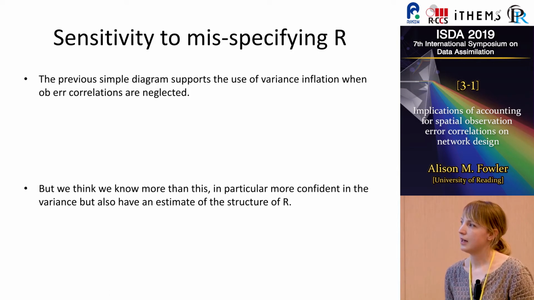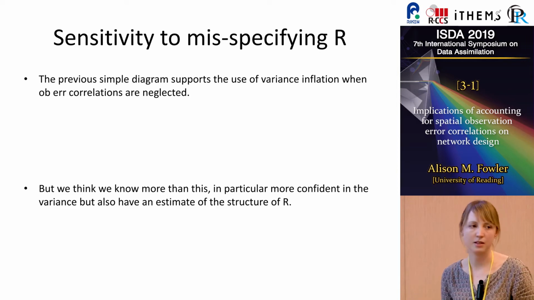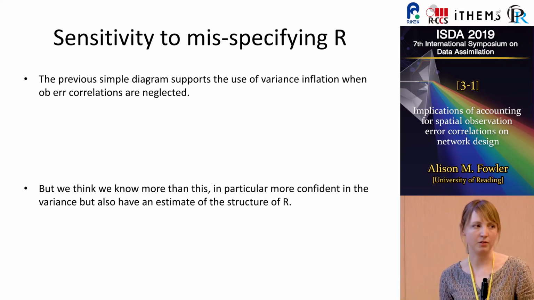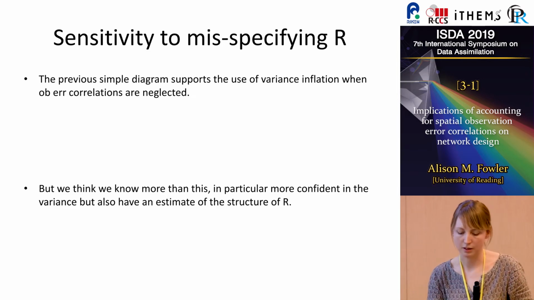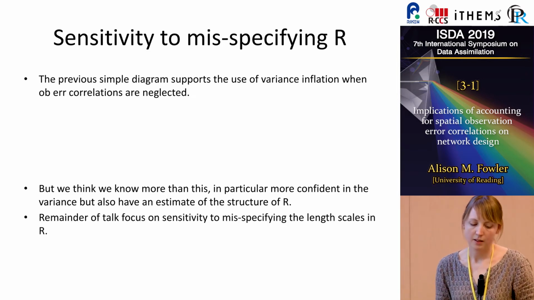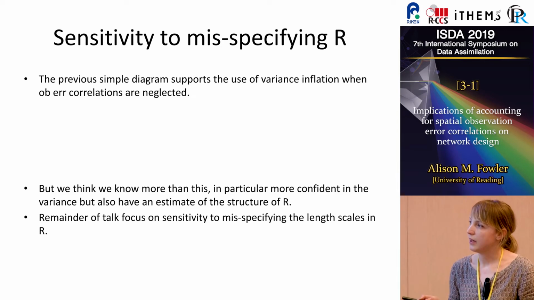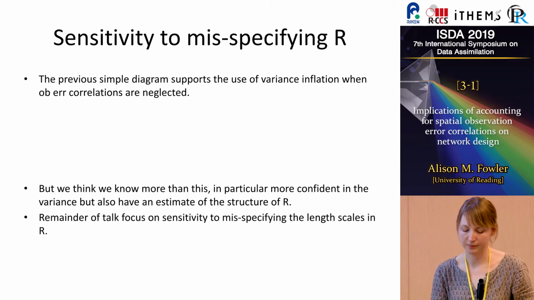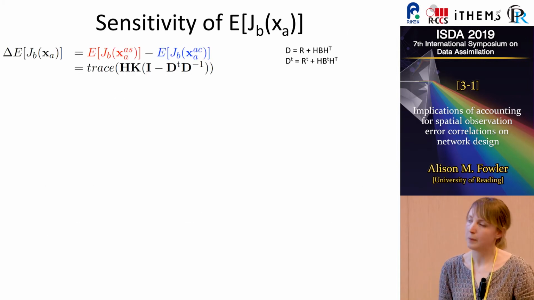And in particular, we might be more confident in our observation error variances because we have more data to try and estimate them. And we also have some information about the structure of the R matrix that we can use. So in the remainder of the talk, I'm going to focus on how these metrics I presented are sensitive to misspecifying the length scales in the R matrix.